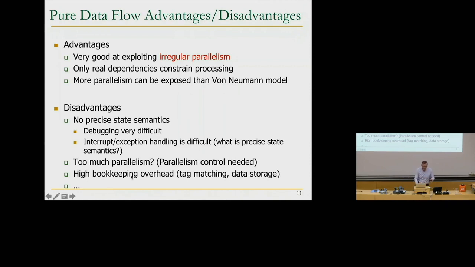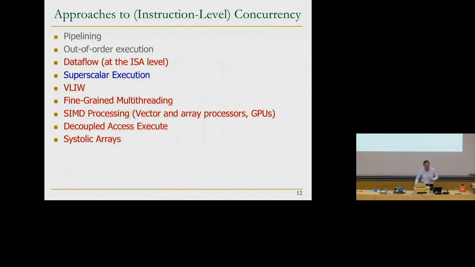Okay, so high bookkeeping overhead, we already talked about that. This is a problem with out-of-order machines also, but if you actually want to build a pure data flow machine, if you look at the out-of-order machine, it's very similar to the pure data flow machine. You need to do tag matching and data storage in a data flow machine also. Okay, and there are a bunch of other disadvantages that are related to programming that we're not going to talk about over here. But if you're interested, I pointed you to a particular lecture that I gave, so you can watch that lecture.